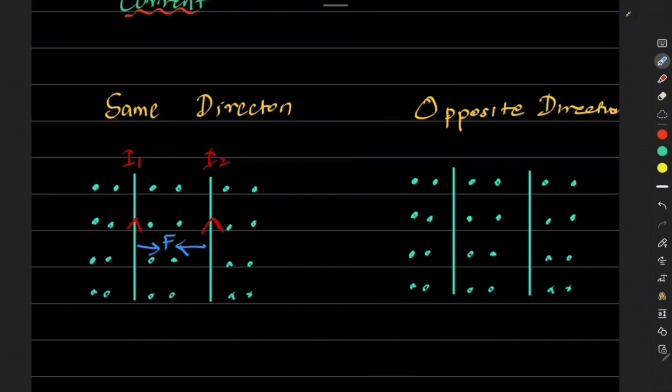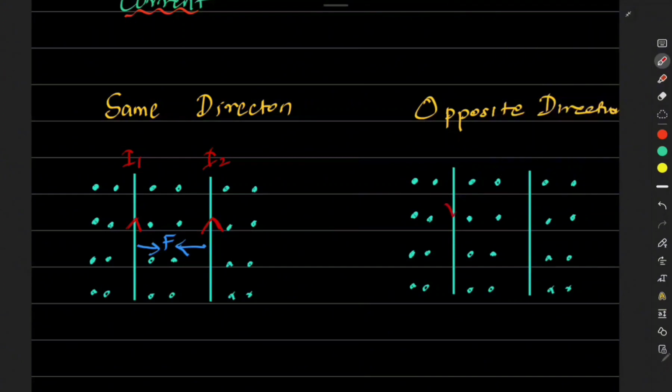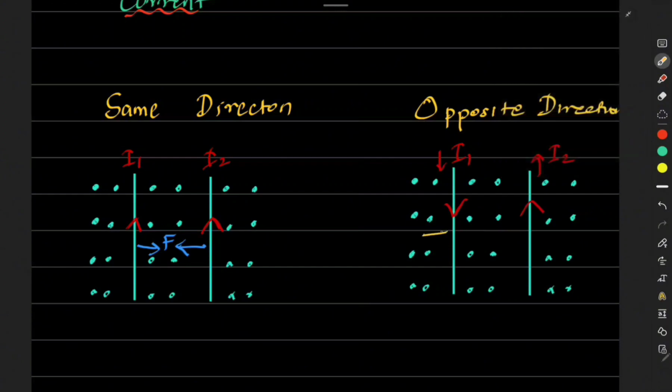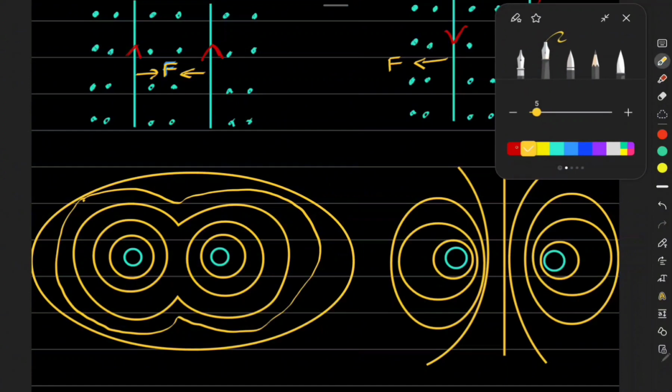They will attract. And if the conducting wires are carrying current in opposite directions, this is traveling downwards and this is traveling upwards, and this is I2 and this is I1, they will repel each other. They will repel there, they will attract here. Same direction they will attract, opposite direction they will repel. And this is the cross-sectional view of the wires carrying current in the same direction and the opposite direction.